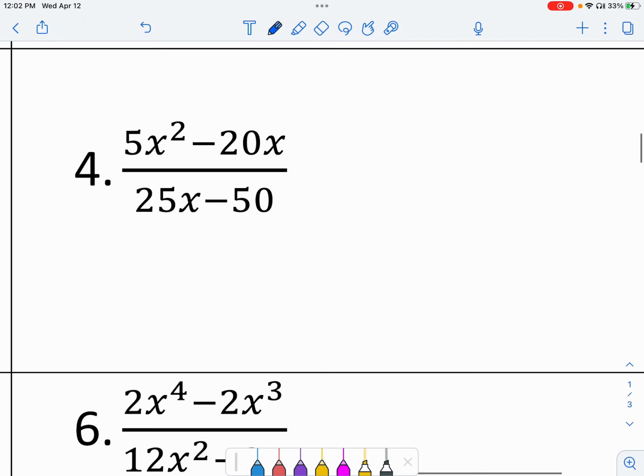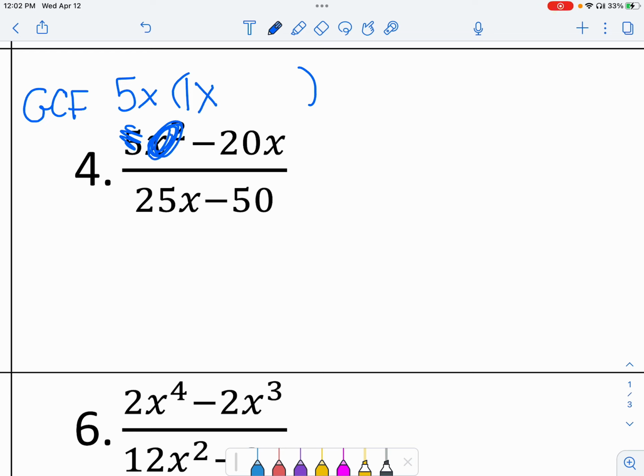Number 4, GCF on the top. What goes into 5 and 20? Hopefully you're thinking 5. They both have at least a single x, so that's what we're going to bring out. Now it's time to divide. What is 5 divided by 5? 1. And then what is x squared, take away an x, just an x. Minus. What is 20 divided by 5? 4. What is this x, take away that x? None.